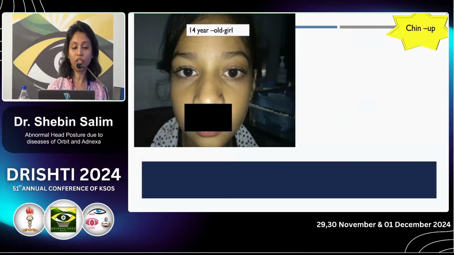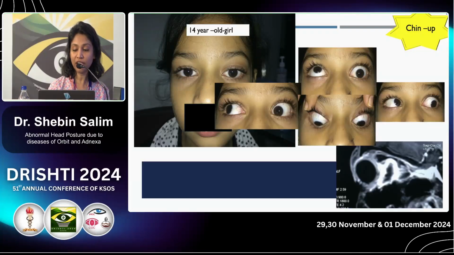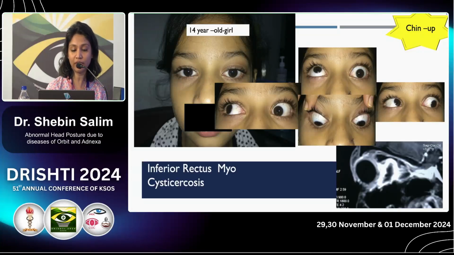So this was a 14-year-old girl. She has a chin-up posture, but whenever we take photos, we actually correct the head posture. Here we can see she has a complete elevation restriction in the left eye. MRI imaging, sagittal section, showed a large cyst in the inferior rectus muscle. So this was inferior rectus myocysticercosis. This should be treated with oral albendazole and steroids for 6 to 8 weeks. It is very important to start treatment as early as possible in these cases to prevent fibrosis of the extraocular muscles and residual diplopia.